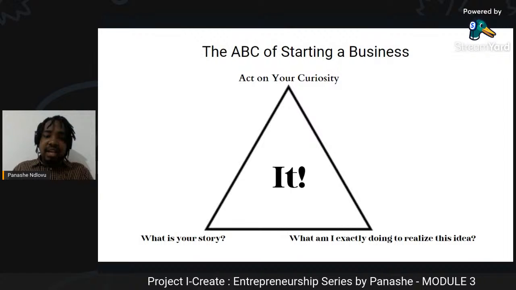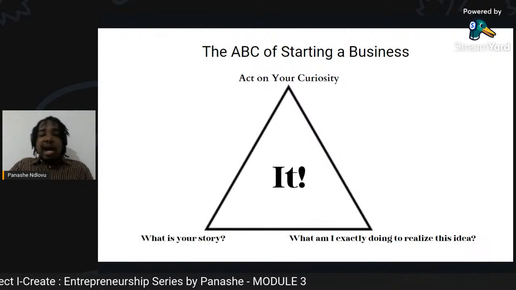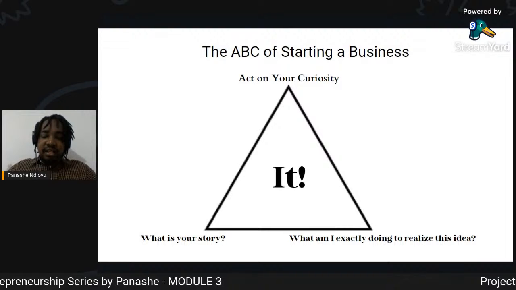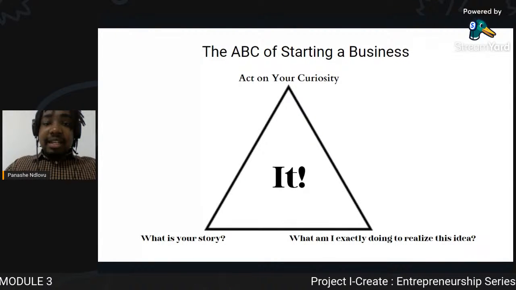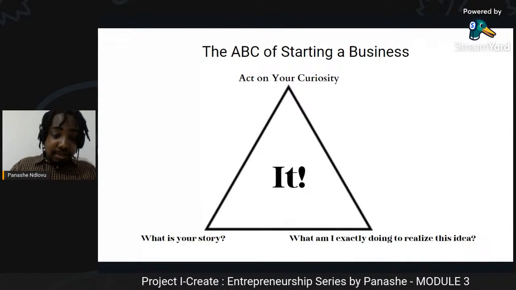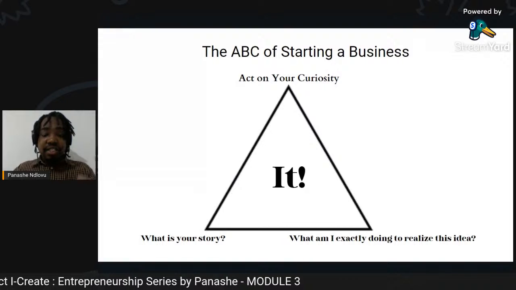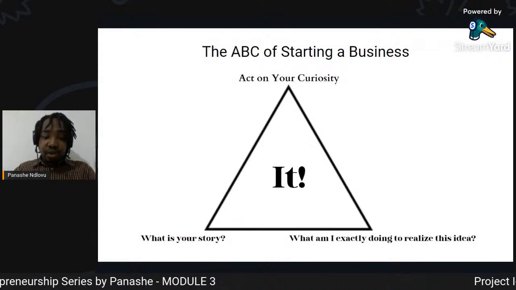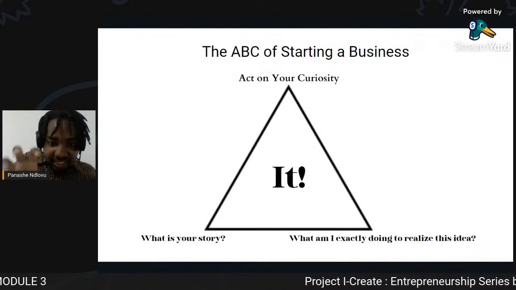So it's not a one size fits all, right? That you say, oh, definitely this triangle is something that's definitely going to get me to my idea, right? So how to start a business? Just start it. So the importance of acting on your curiosity, understanding your story, and understanding what you're going to do exactly is it helps you to get started.